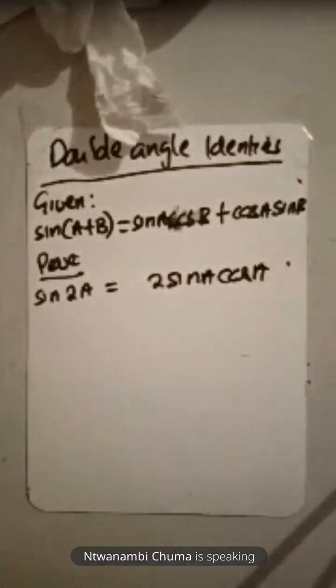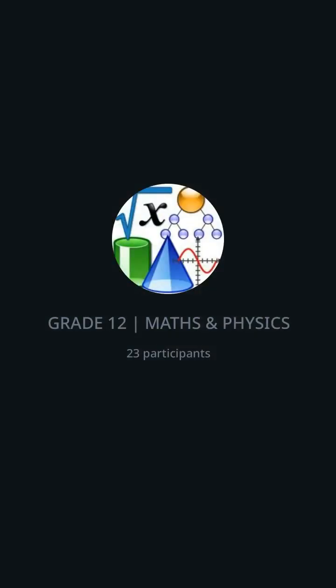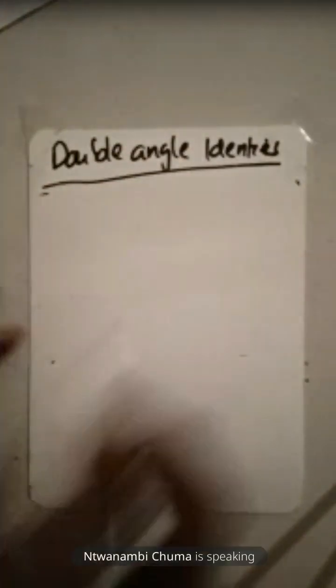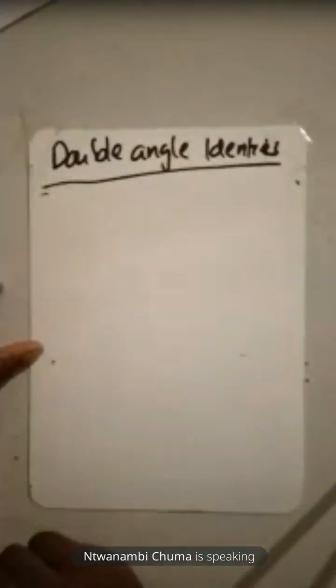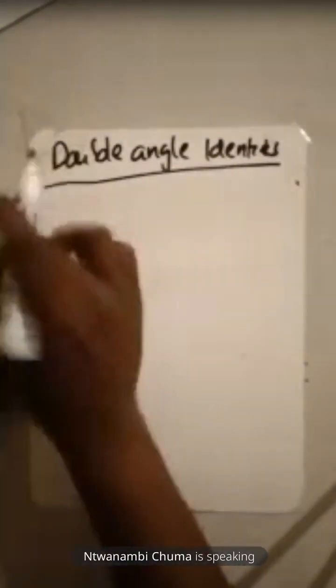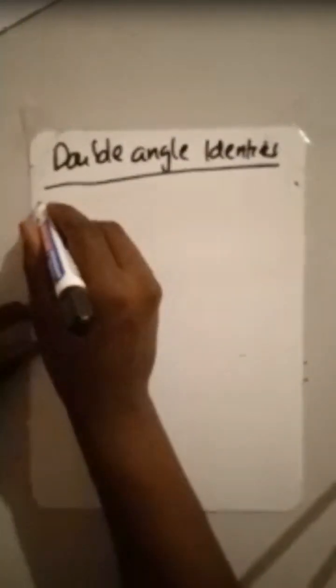I can't see clearly. It's my handwriting. Oh, let me write again. Is it blurry, or maybe it's my handwriting? Can you see, sir? Yes, I can see the double angle identities. All right. Let me try to write slowly then.